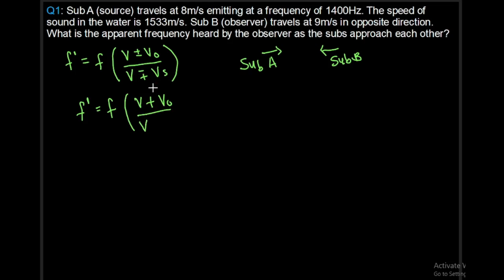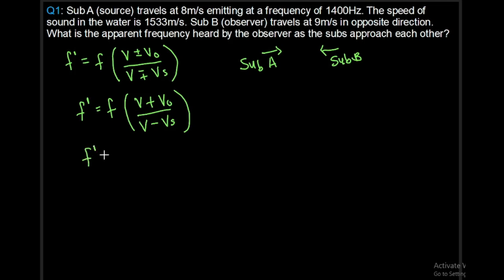Now we have minus plus. Now when do we use minus here? We use minus when the source is moving towards the observer, and we use plus when the source is moving away from the observer. Now you ask yourself, the source here, which is sub A, is it moving towards the observer or away? You see that it's moving towards the observer, so we use minus Vs. So now the next thing is to just plug in our values and get our final answer.